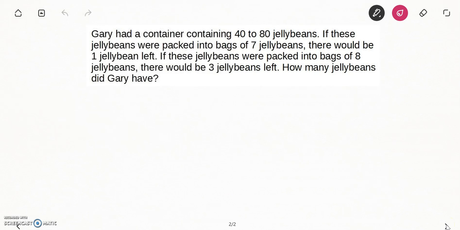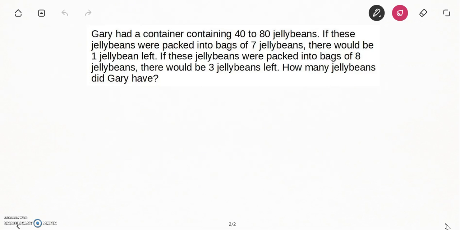Gary had a container containing 40 to 80 jelly beans. If these jelly beans were packed into bags of 7 jelly beans, there would be 1 jelly bean left. If these jelly beans were packed into bags of 8 jelly beans, there would be 3 jelly beans left. How many jelly beans did Gary have?